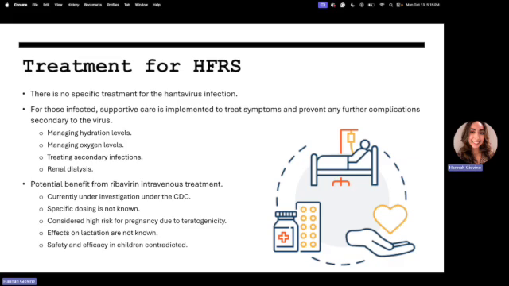While the study for ribavirin in treatment of HFRS is still underway, based off of other contraindications and other diseases, it's probably not going to be safe for those who are pregnant, and most likely not used in children.